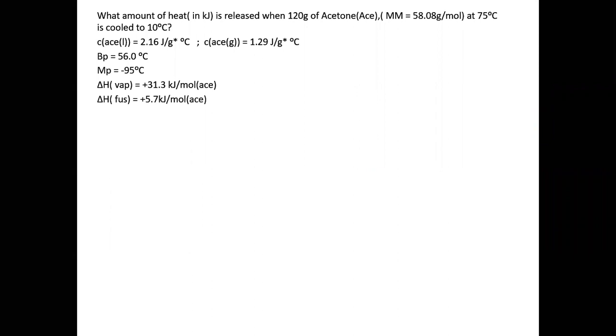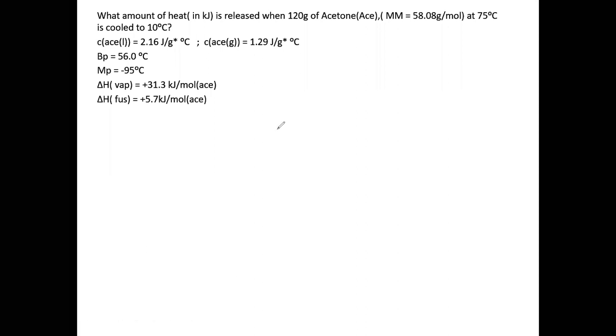So on the previous example, we looked at a heating process. Here we want to know how much heat is released when 120 grams of acetone, and I give the abbreviation ACE just to make it easier for writing all the different abbreviations for all the different information. It gives us the molar mass, and it says if we cool it from 75 degrees Celsius to 10 degrees Celsius, how much heat is released. And again, it gives us the specific heat of the liquid acetone and gaseous acetone. Here it gives us the boiling point and melting point, and of course, heat of vaporization and heat of fusion.